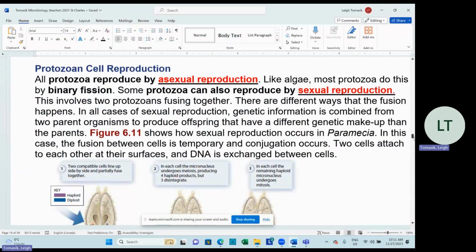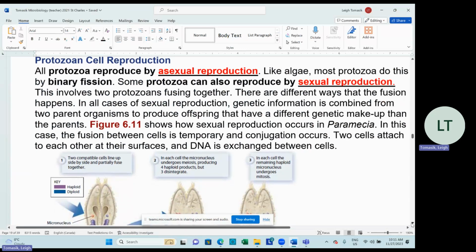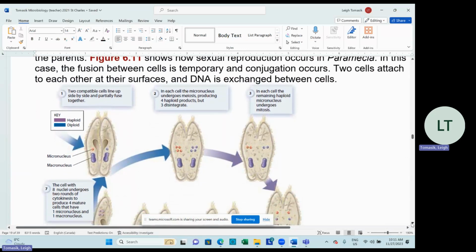Figure 6.11 shows how sexual reproduction occurs in paramecia. In this case, the fusion between cells is temporary and conjugation occurs, right? That's the sharing of genetic information. Two cells attach to each other at their surfaces and DNA is exchanged between cells. So you can see they're fusing. And what happens here is the micronucleus, the smaller of the two nuclei, reproduces. So you can see, right, the reproduction in there.